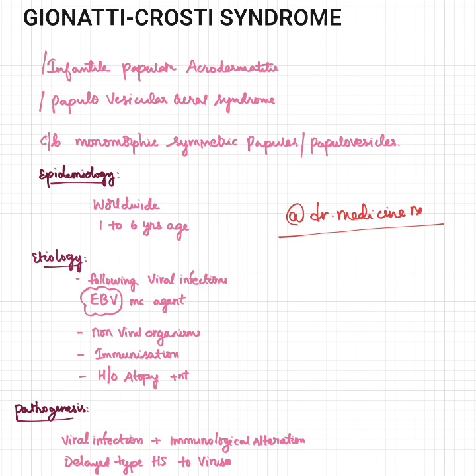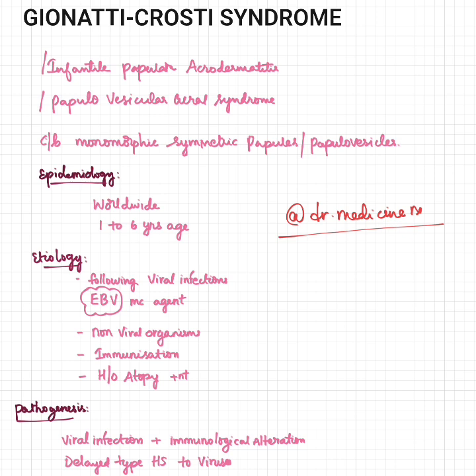It is also called infantile papular acrodermatitis or papulovesicular acral syndrome. So breaking down the name, infantile, it is seen in younger age groups. Papular, the type of lesions commonly seen are papular, and acrodermatitis because the lesions are seen in the acral areas, or papulovesicular acral syndrome because the other kind of lesions that can be seen are papulovesicles, and they are commonly seen in the acral areas. So this is characterized by the occurrence of monomorphic symmetric papules or papulovesicles.